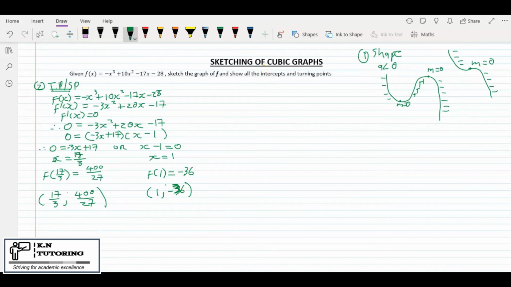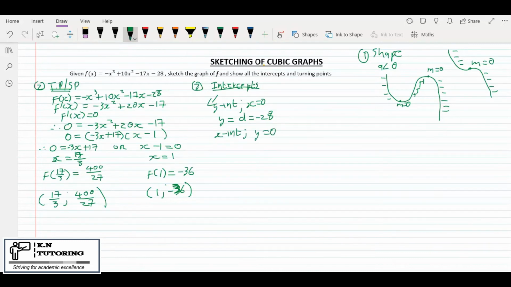Now number 3, we will look at intercepts. The first one being the y-intercept. So we know with the y-intercept, x is equal to 0. So your y will be equal to your d, which is equal to minus 28. This one you can directly get from your graph. And then number 2, in terms of the x-intercept, your y is equal to 0.